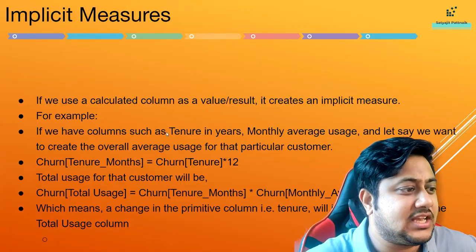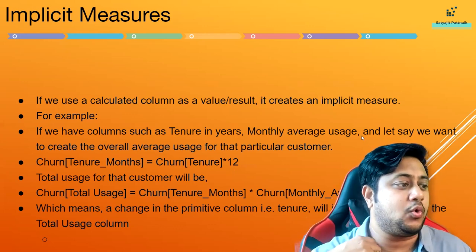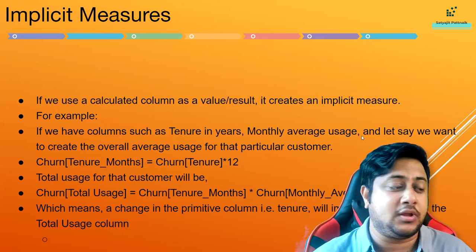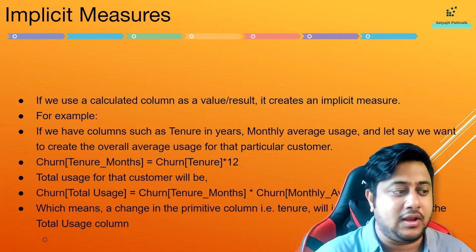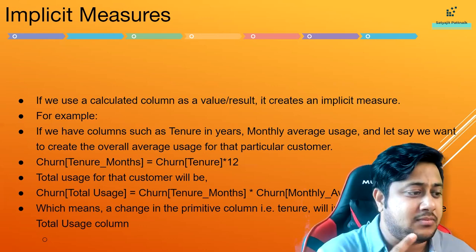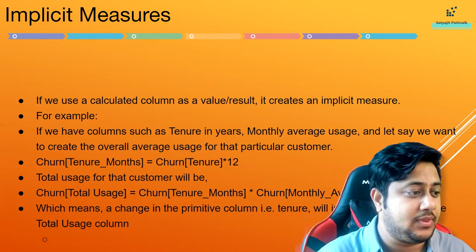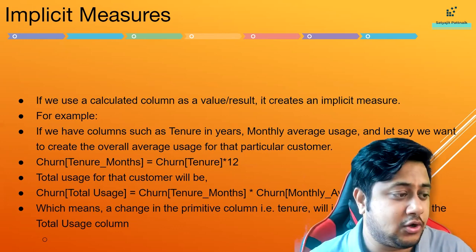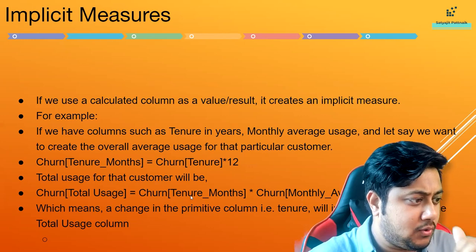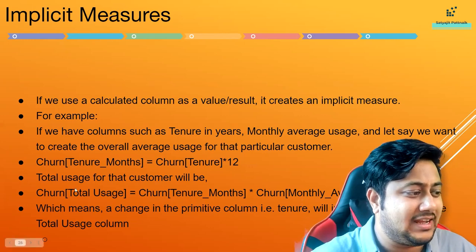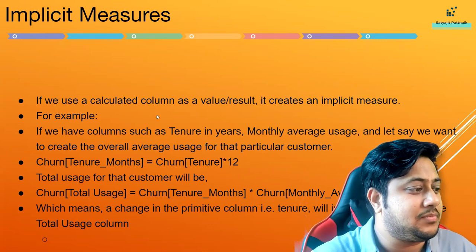If we have columns such as tenure in years or monthly average usage, and let's say we want to create the overall average usage for that particular customer. Let's say tenure in months equals tenure in years into 12. So in case your tenure is in months or in years, you're just converting into months or years, vice versa. So that's what your first calculated column looks like, right? We have already created that. And let's say you are creating some measure out of a calculated column. That is why it is called an implicit measure.